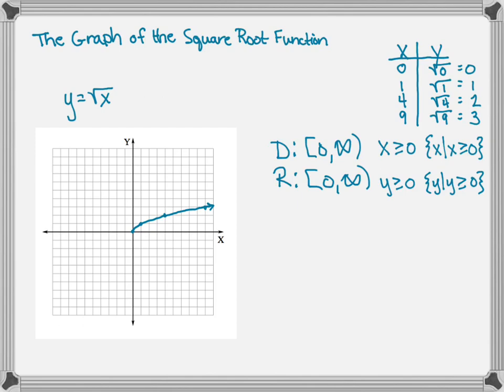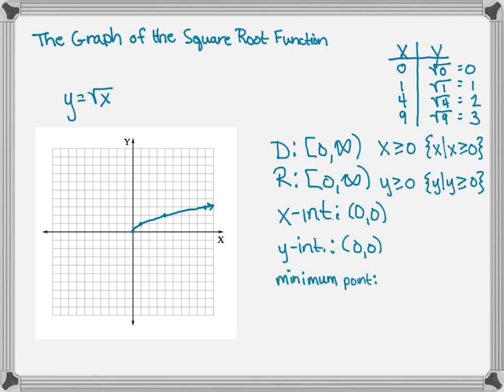to 0. The x-intercept, or where the graph intersects the x-axis, is at the point (0, 0). The y-intercept is at the same point, (0, 0). And the minimum point is also at the origin, (0, 0).